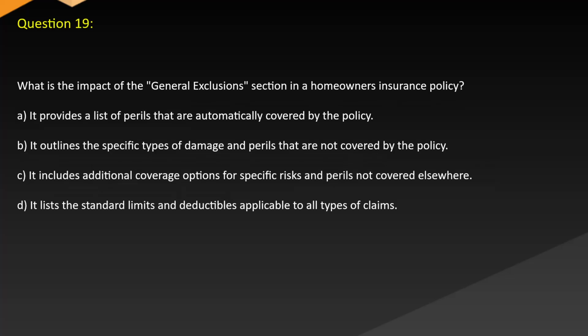Question 19. What is the impact of the general exclusions section in a homeowner's insurance policy? A. It provides a list of perils that are automatically covered by the policy. B. It outlines the specific types of damage and perils that are not covered by the policy. C. It includes additional coverage options for specific risks and perils not covered elsewhere. D. It lists the standard limits and deductibles applicable to all types of claims.